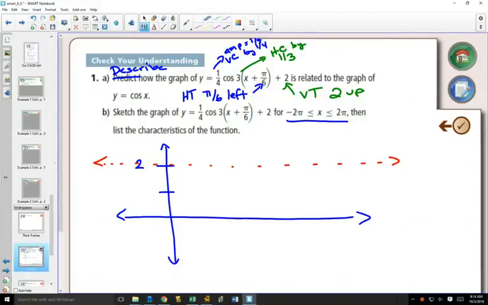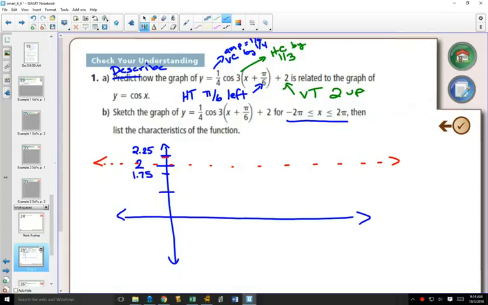From that center line, you can mark your maximum and your minimum. We have a really tiny amplitude here, don't we? It's 1/4. So what is our maximum going to be? 2.25, and our minimum? 1.75. So it's really been compressed vertically. So we've done our D value. That was our center line. Then we did our A value, which we used our amplitude to find our maximum and our minimum.